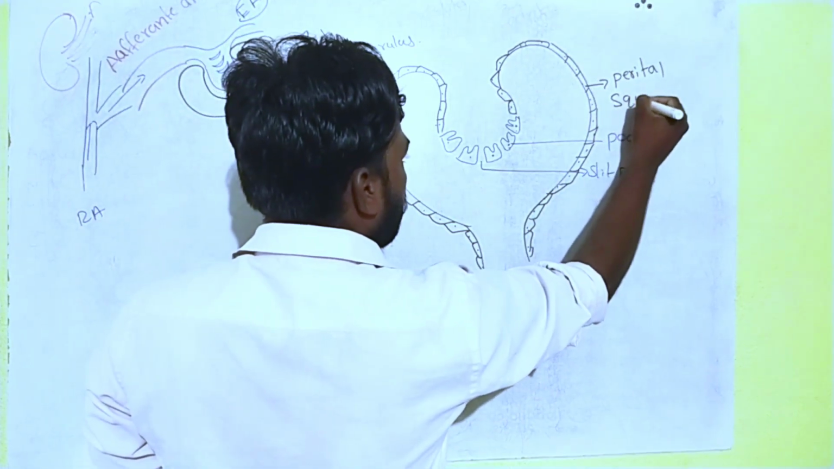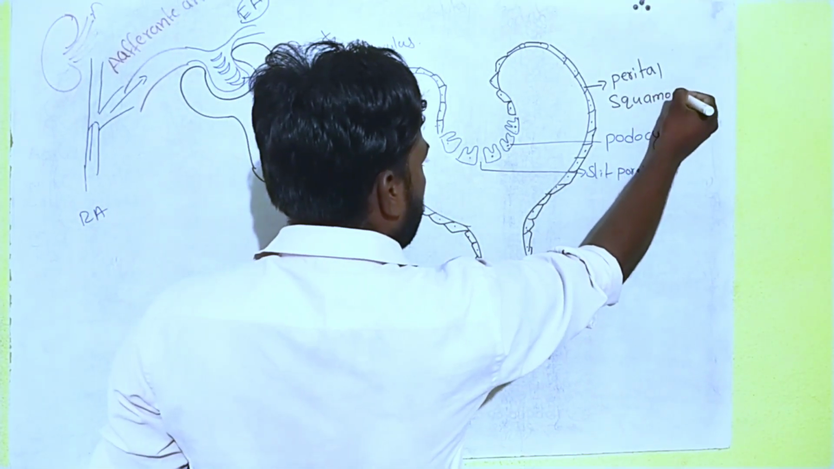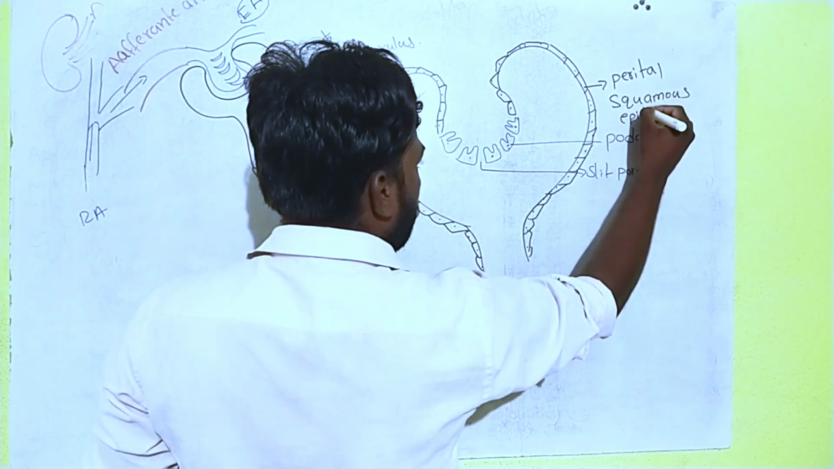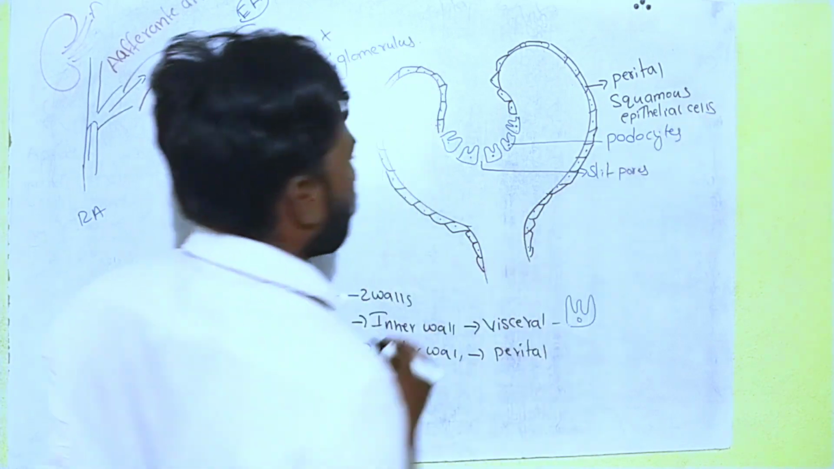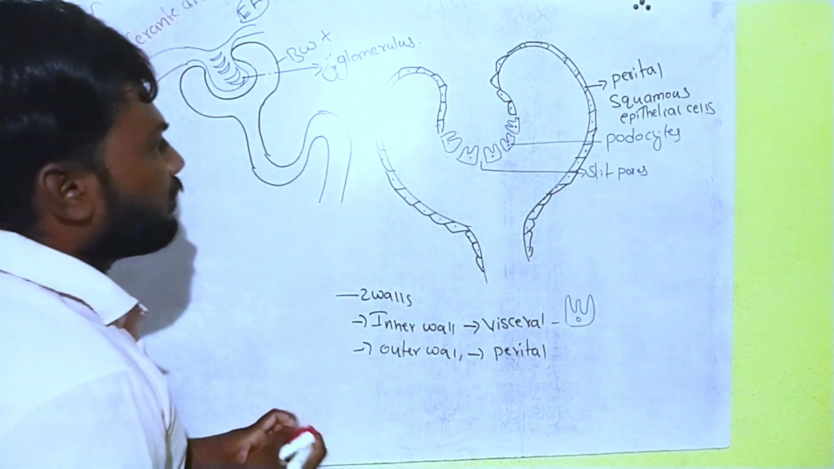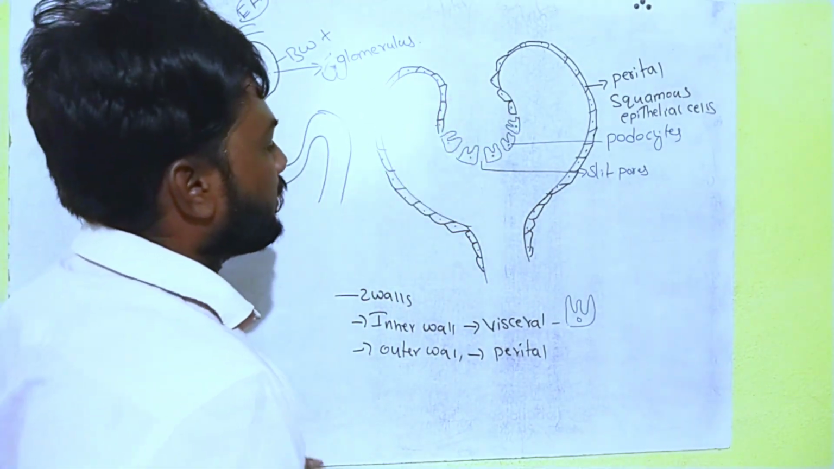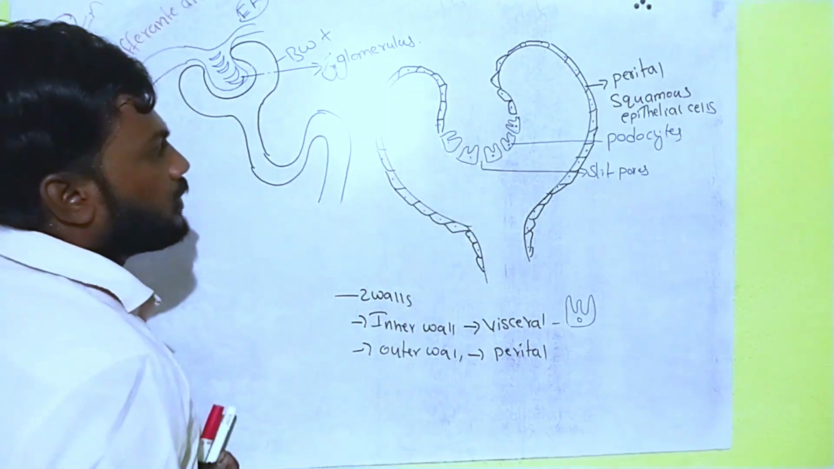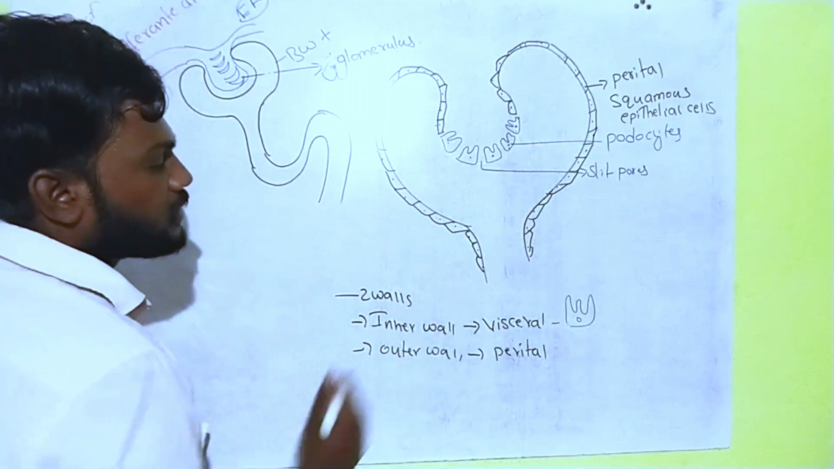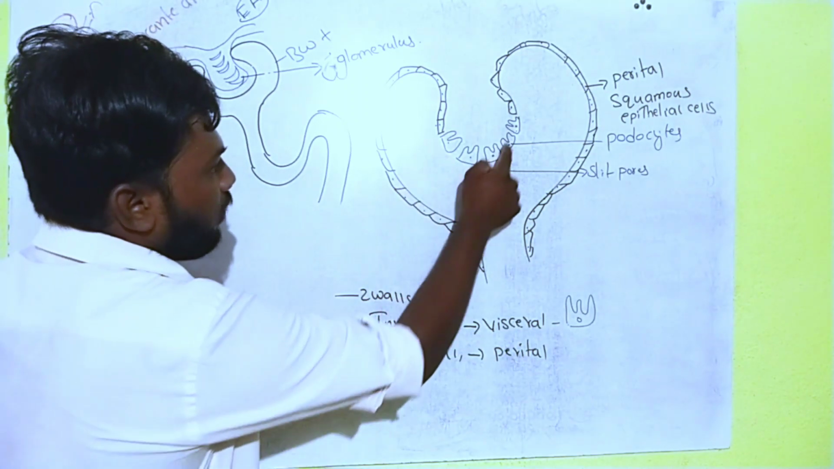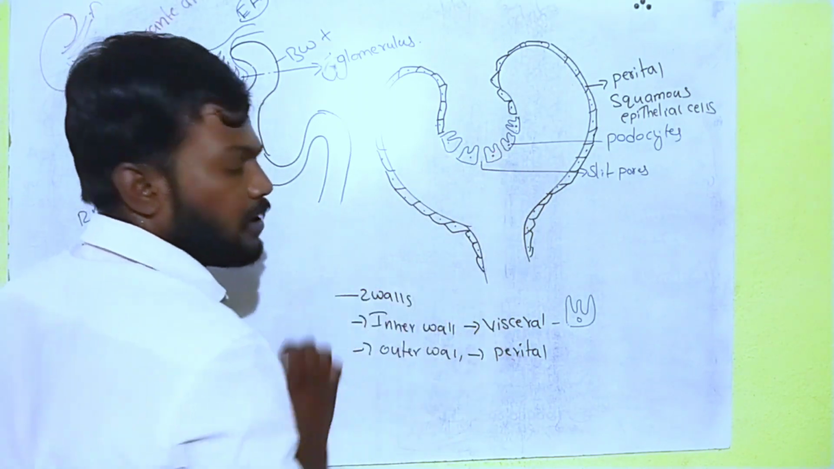Squamous epithelial cells. It's very easy. Here two walls are there. It means Bowman's capsule is lined with two walls. The inner wall we call the visceral wall. It means the inner wall is lined with podocyte cells. That is the visceral wall.